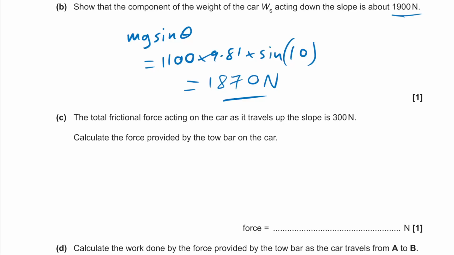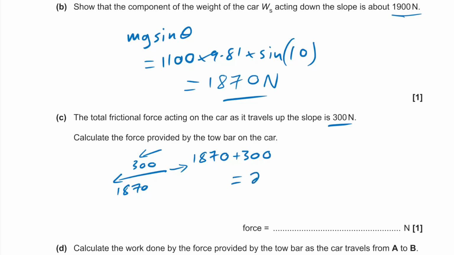C, the total frictional force is 300. Calculate the force provided by the tow bar on the car. Well, that's nice and easy then, isn't it? Because we know we have that 300 pulling down due to the friction, and we also have the 1870. So therefore, all we need to do is add those up, because the force going up the ramp, pulling it, needs to balance those. And so we're going to end up with 2170 newtons. Of course, if you use 1900 newtons, you'll end up with 2200 newtons, 2200.